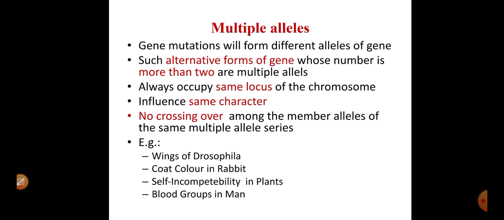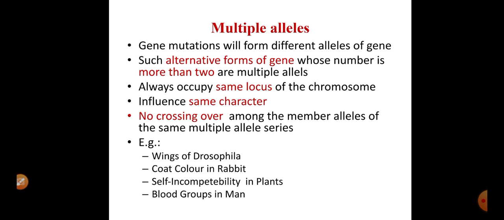And next part, that is the multiple alleles. Gene mutation will form different alleles of a gene, and such alternative forms of a gene whose number is more than 2 are the multiple alleles. Obviously, they occupy the same locus of the chromosome and influence the same character. Here, no crossing over is observed among the members of these multiple alleles.